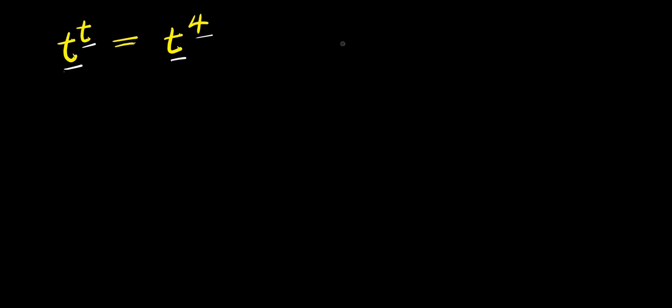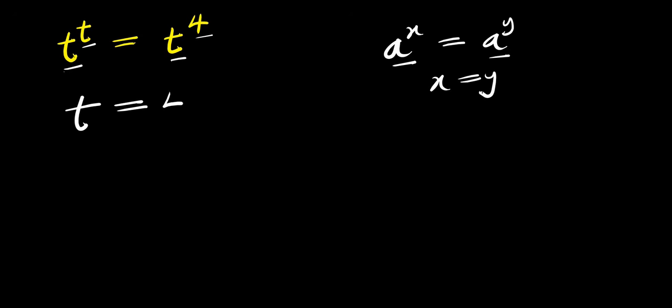Now, if you have a power x equals, let's say, a to the power of y, we have a here and we have a here. I can have x equals y, comparing the exponents. So, we have t equals 4 by comparing these exponents. And this is fine. This is just one of the solutions, guys.